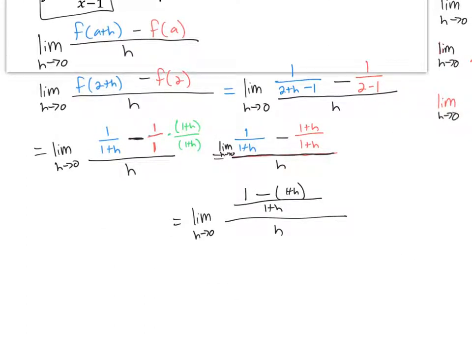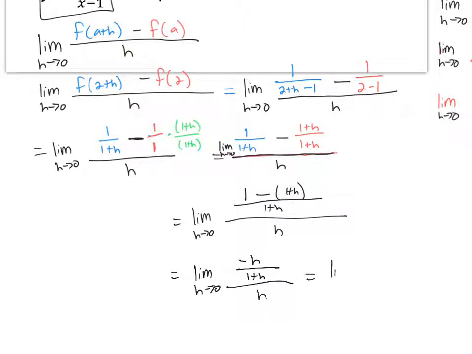Trying to go down a little bit. I'm going to simplify this top fraction. So 1 minus 1 plus h ends up being, I have to distribute that negative, so I end up getting the limit as h approaches 0 of negative h over 1 plus h, divided by h. Well, now this is a fraction being divided. So I have a fraction divided by a fraction.